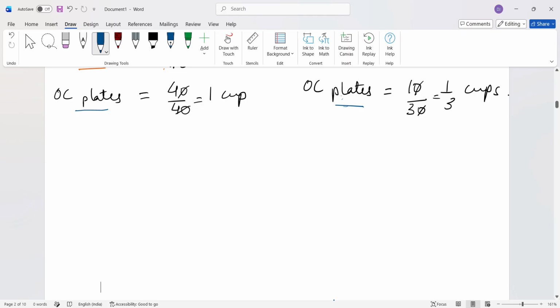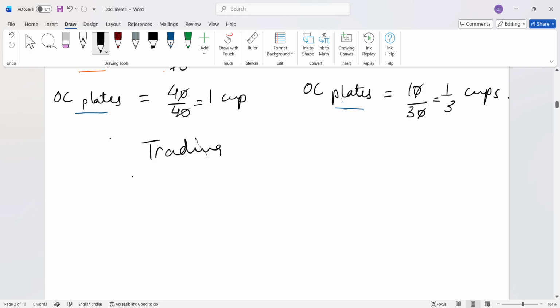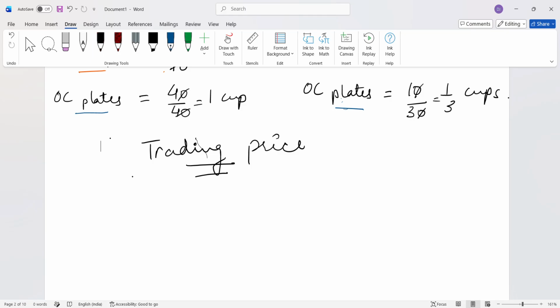So basically what we are looking at is the trading price. How will we determine what's the trading price or what will be the terms of trade? One and the same thing. Trading price or terms of trade, right? At what price will they be trading with each other?